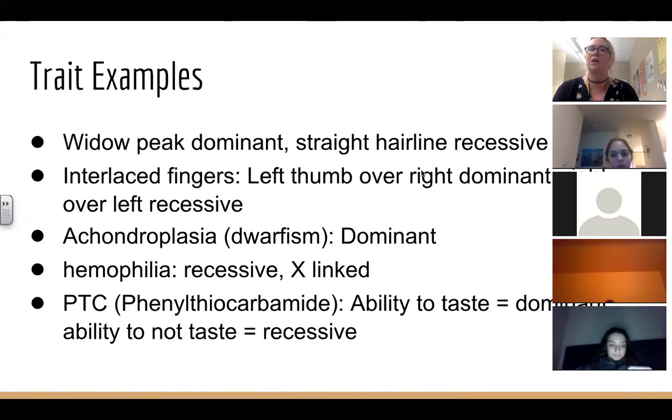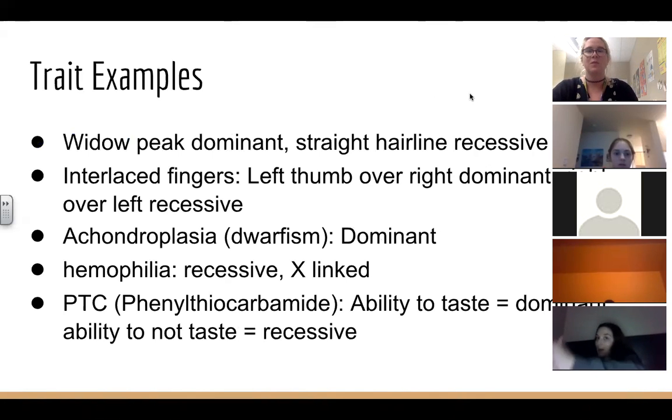Interlaced fingers. Put your hands together. Look at your thumbs. Which thumb do you put on top? I put my right thumb on top when I interlace my hands naturally. Having your right thumb on top is recessive. Having your left thumb on top is dominant. I have a lot of recessive traits, actually.